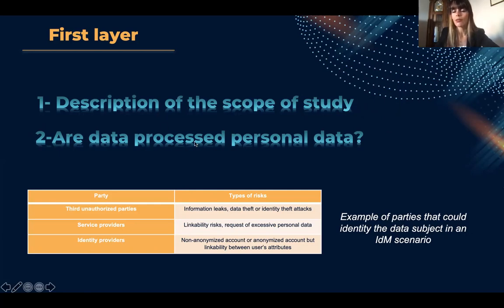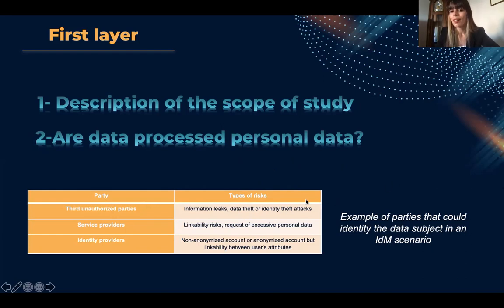Then, as a second step, I would always recommend to analyze whether personal data are in fact processed. This is important because nowadays, due to encryption techniques, it's not clear in every case that personal data are processed. So I would recommend to study whether individuals, the data subjects, are identified or could be potentially identifiable. In practice, I would recommend to classify the parties before whom the data subject could be identified, and the types of risk that could cause this discovery of data that would lead to identification or re-identification.